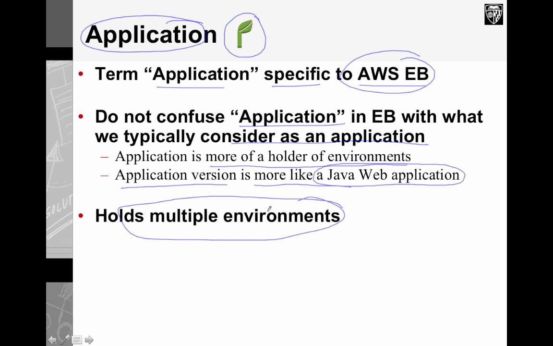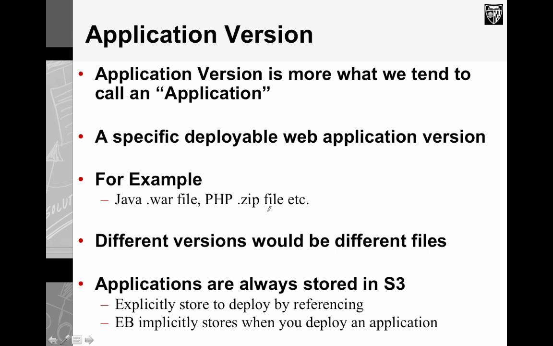When we start looking at the hands-on exercise in the next section on how to launch an Elastic Beanstalk instance, this will become very obvious to you. An application version is more what we tend to think of as an application. Whenever we use the term application version, it's really a specific deployable web application version, for example, a java.war file or a php.zip file. That's what an application version is.